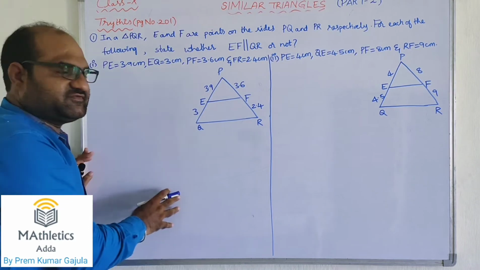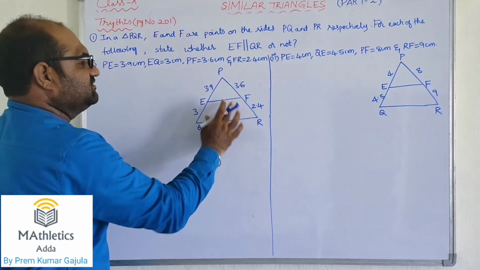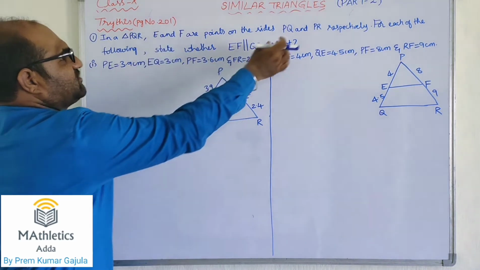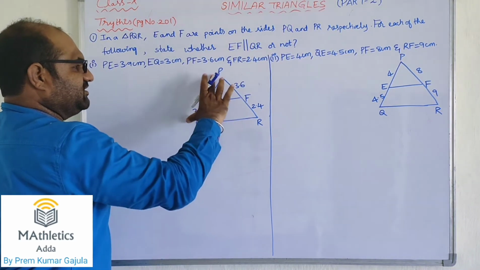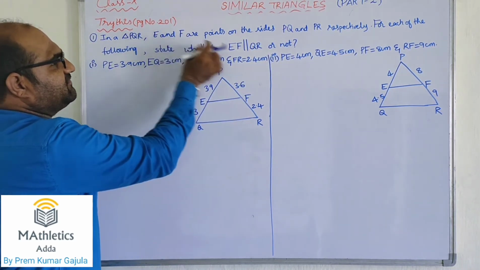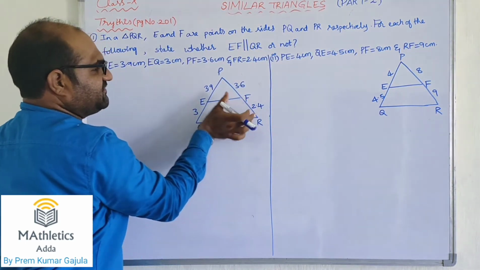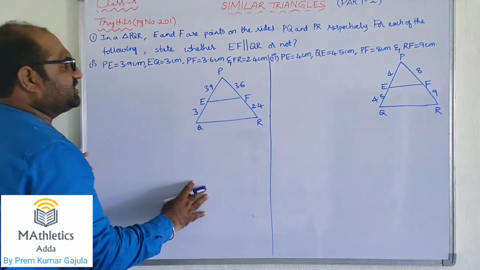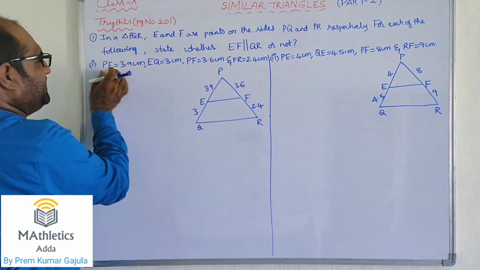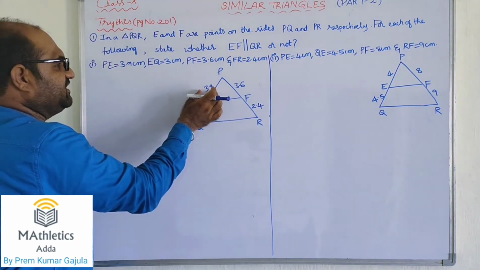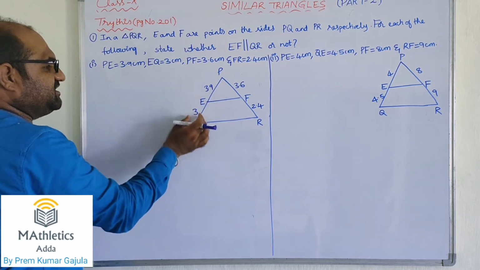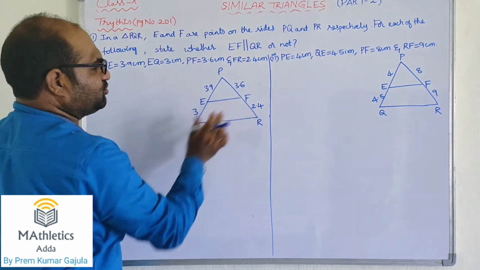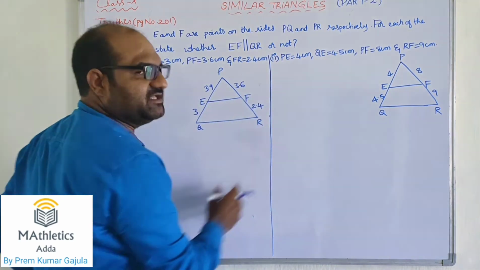To understand this, first of all let us draw the triangle PQR. I have drawn triangle PQR, and what is given: point E is on PQ, so I have taken point E on side PQ, and F is on PR, so I have taken F on PR. Similarly I have drawn it for the second question also. Then what is given in the first question: PE is given as 3.9 cm, so I have labeled here 3.9, EQ is 3, and PF is equal to 3.6 centimeters, and FR is equal to 2.4 centimeters. Similarly I have labeled here also.